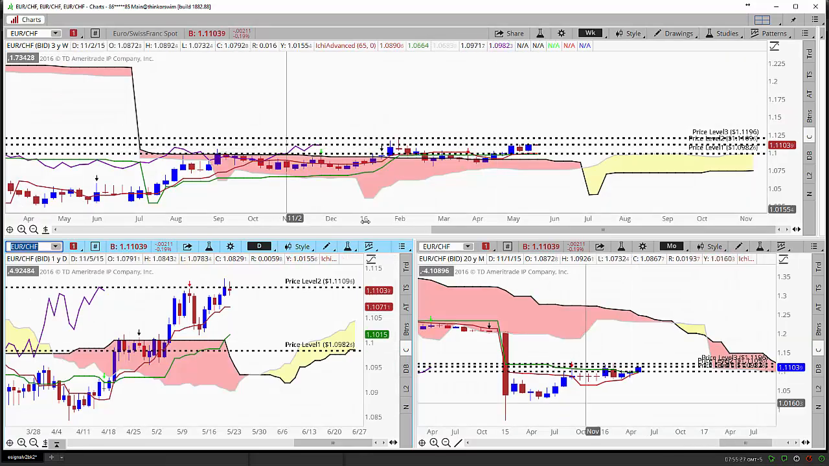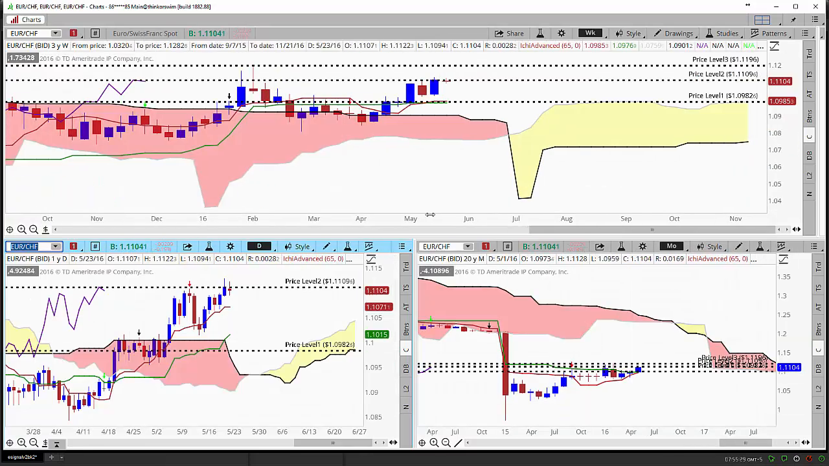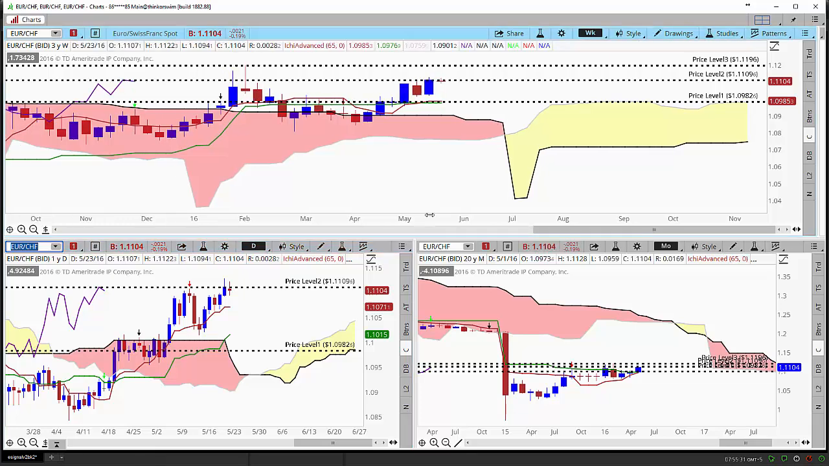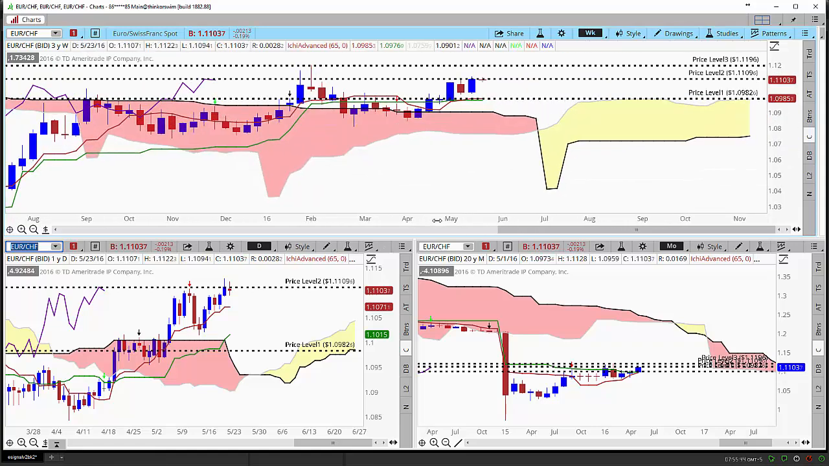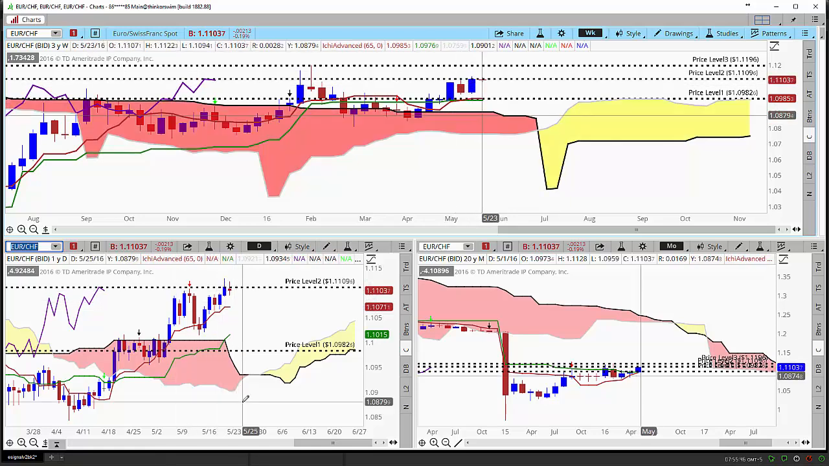Euro Swissy, this one here, you could see its sentiment is bullish on both the daily and weekly. The sentiment's being controlled by the support at 1.0982. However, it's at a minor resistance level now, so that's going to tell us if this is strong bullish or not. If it holds here, this thing could sit there and possibly reverse.